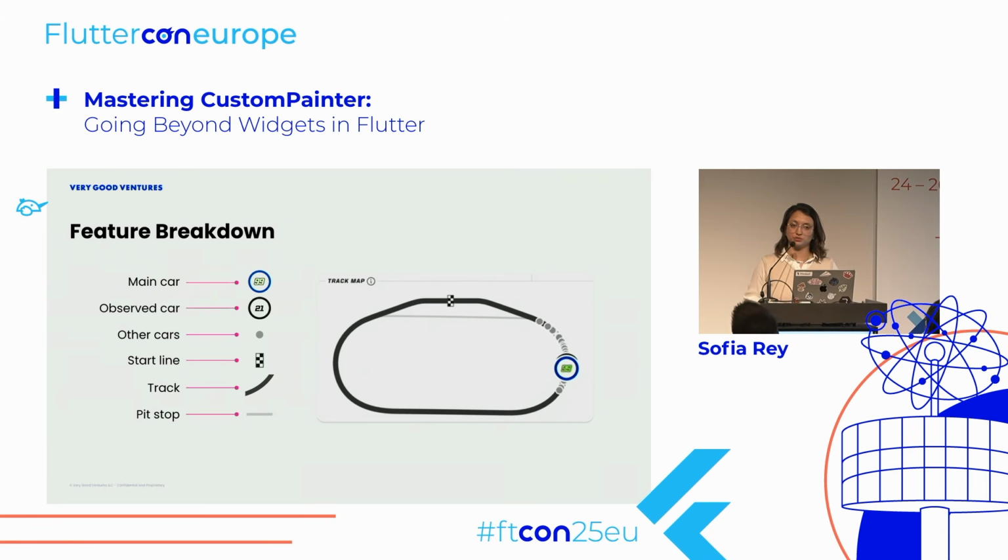To do this feature, we had to take into consideration that races change location every weekend. So we have different track maps once a week, right? And these track maps will come from the backend as SVGs. So what we needed first was to convert the SVGs into Flutter code, right? To be able to use it in our CustomPainter.